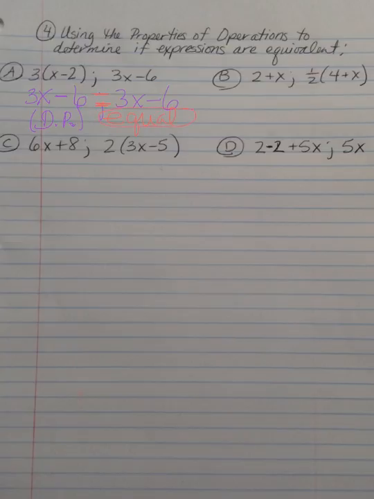Okay, in example B, I have 2 plus x, and we want to know if that's equivalent to 1/2 times 4 plus x. So we'll go ahead and leave 2 plus x, and we'll use the distributive property to help us. 1/2 times 4 is 2, plus 1/2 times x. And so does 2 plus x equal 2 plus 1/2 x? No, those are not equal. So those are not equal. And again, we use the distributive property.